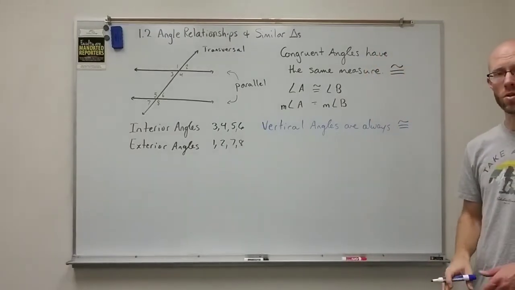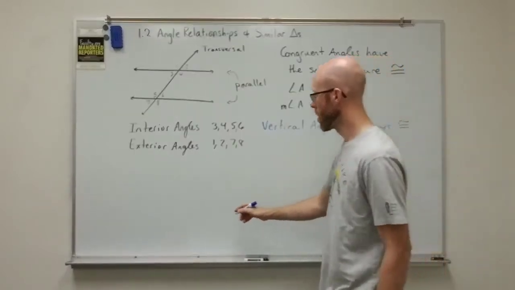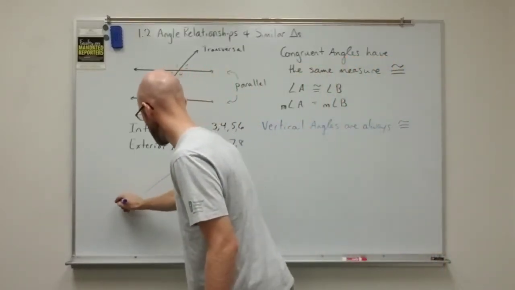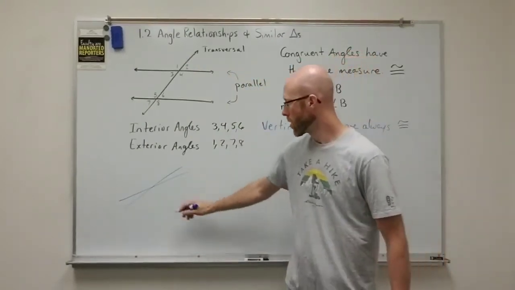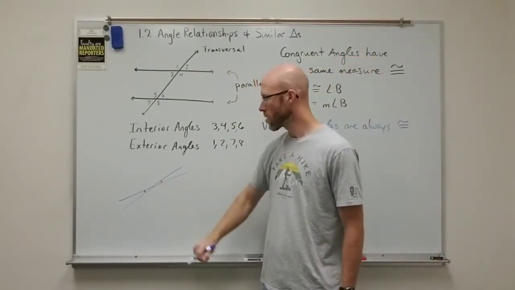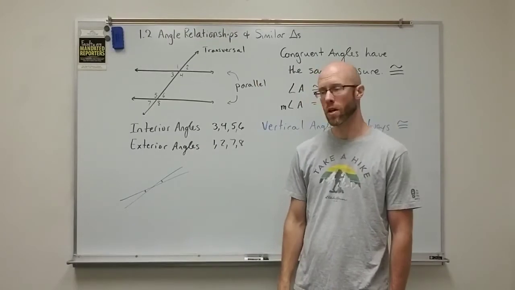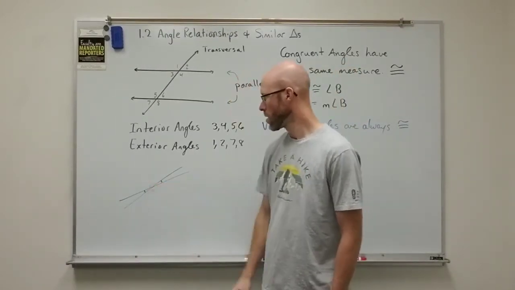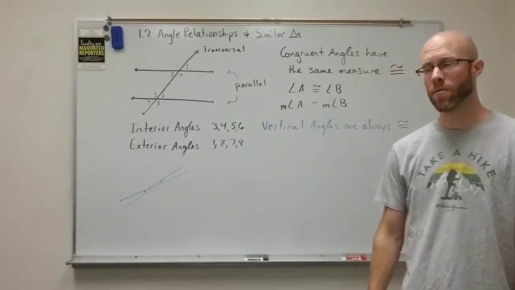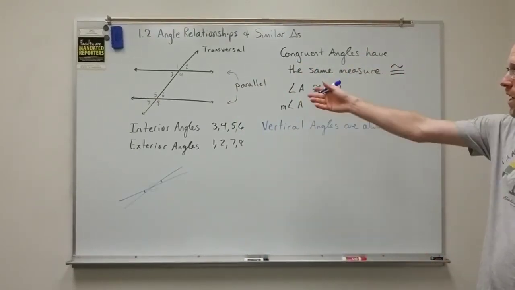Okay, they're always congruent. Doesn't matter where they are. If there are two lines that intersect at a point, then the vertical angles are always congruent to each other. Okay, and it doesn't matter which vertical angles, they're all going to be congruent. Okay, and so that's the case on this.